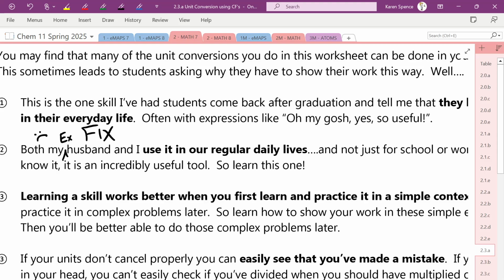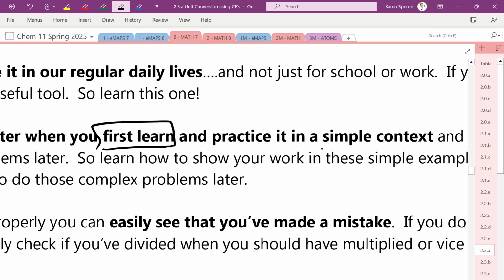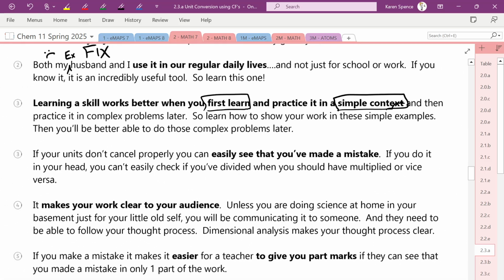It is incredibly useful. Now, learning a skill works better when you first learn and practice in a simple context, which is why with these examples, you're going to be like, I could do this in my head. Yes, I know you could, but do the stuff you can do in your head while practicing times, line, cancel your units, getting used to that pattern, okay, is better.